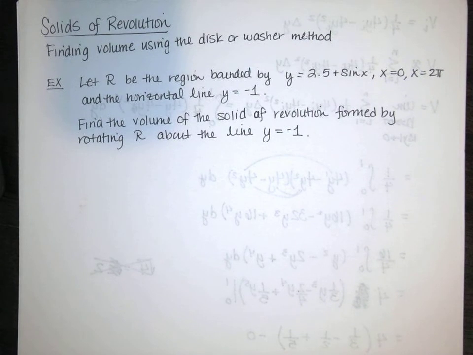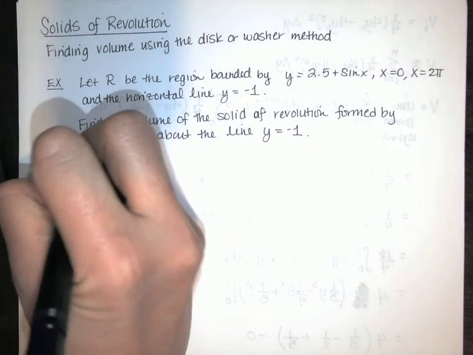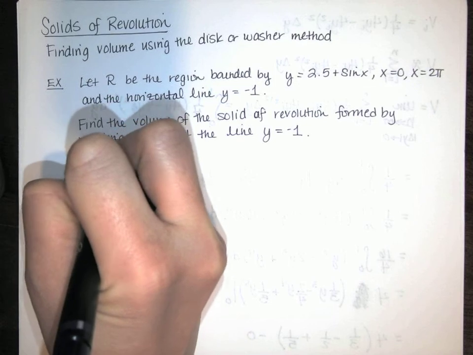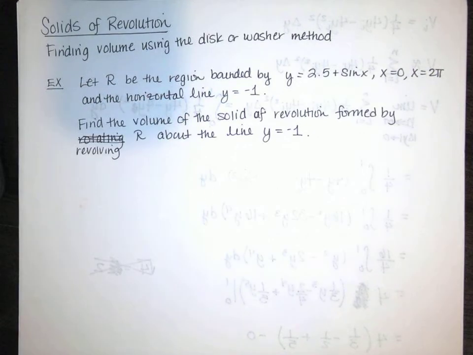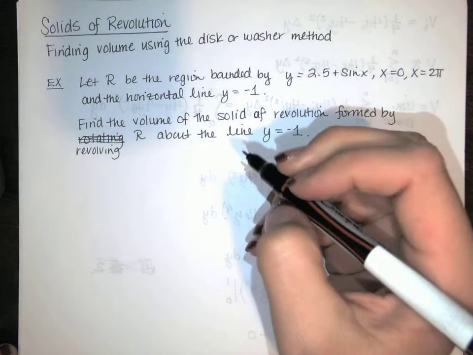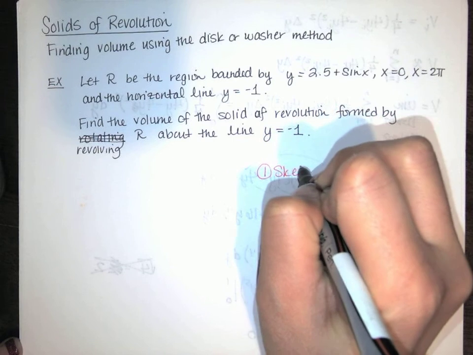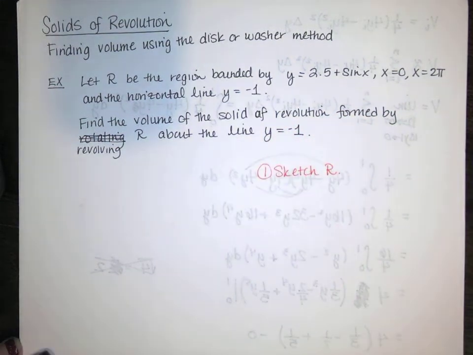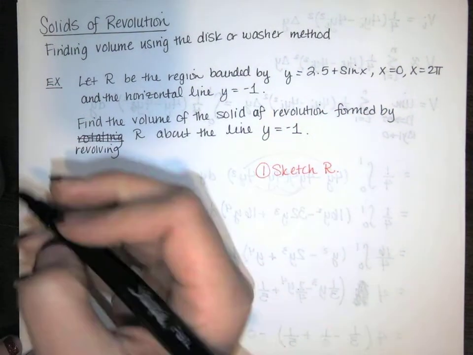It says, let R be the region bounded by y equals 2.5 plus sine of x, x equals 0, x equals 2 pi, and the horizontal line y equals -1. Find the volume of the solid of revolution formed by revolving the region R about the line y equals -1. So the first thing you want to do with solid of revolution problems is sketch the region. Always, always, always sketch this.